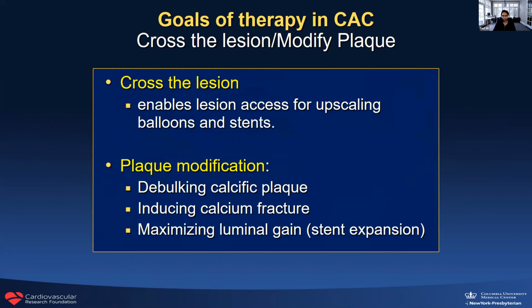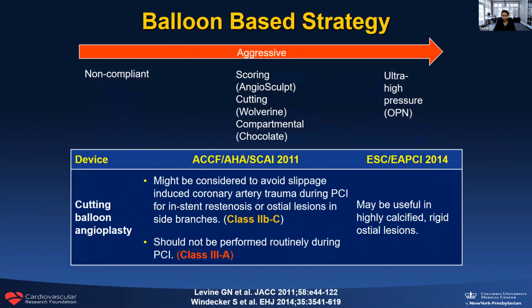There are two goals of treatment for calcium. One is to allow you to actually cross the lesion, which enables lesion access for upsizing balloons and stents. The second is plaque modification: debulking calcific plaque, inducing calcium fracture, and maximizing luminal gain. Balloon-based strategies include non-compliant, specialty balloons, and ultra-high pressure balloons, of which, in my personal opinion, the ultra-high pressure balloon is the only balloon of any significant value. There's, I believe, very limited data to show the utility of these devices in facilitating calcium fracture.